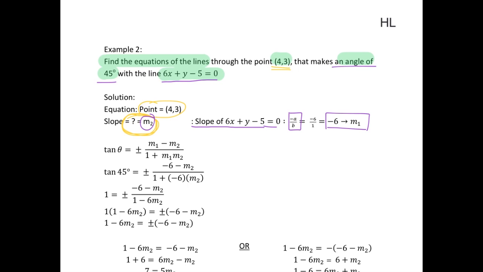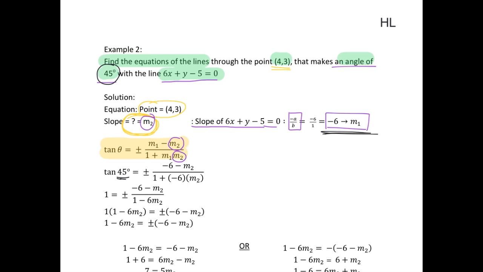So then we can fill in our formula for the angle between two lines, but the missing information that we have this time is not our angle theta, but our M2 is what we're looking for. So every time M2 is written, we will just leave that as it is because that's our unknown. Our theta, we're told, is 45 degrees. We want a 45 degree angle between the two lines, so our theta is 45 degrees. Our M1, as we said, is minus 6.